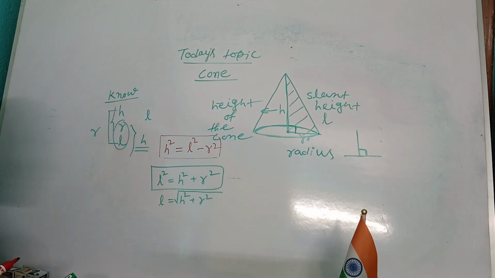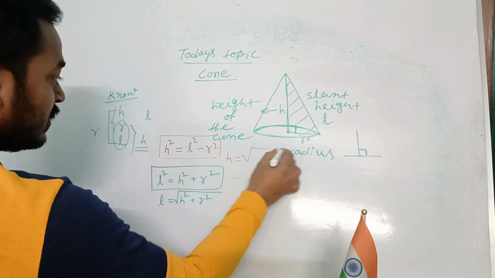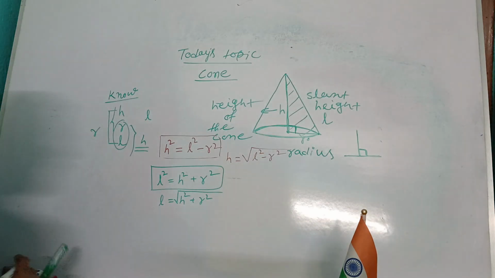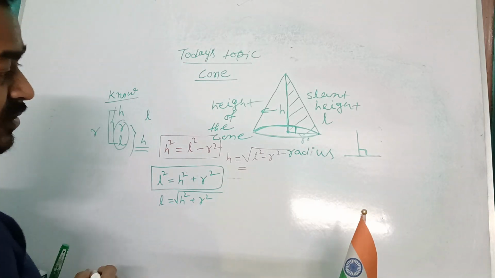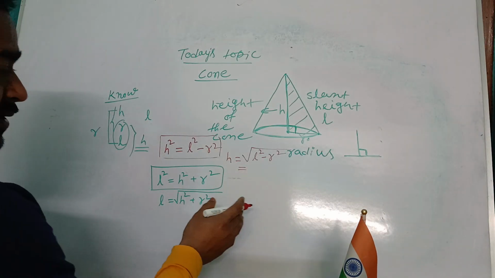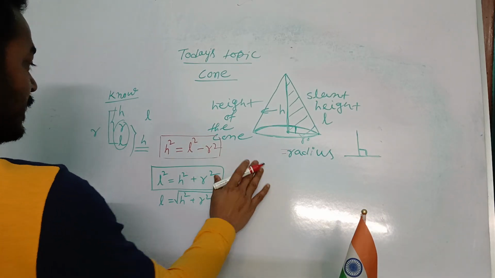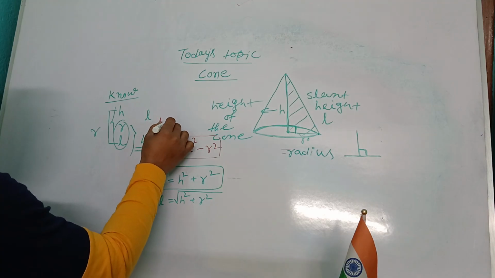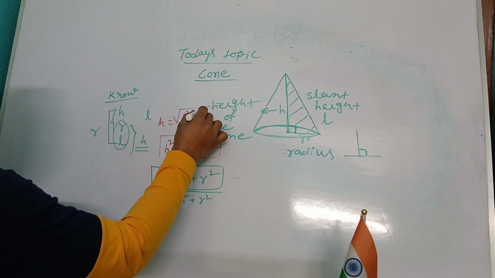So what is the value of H? H can be written as the square root of L square minus R square. At this step, try to use the identity. Is this part visible? If it is not visible, let me write here. So from here we can write H is equal to the square root of L square minus R square.